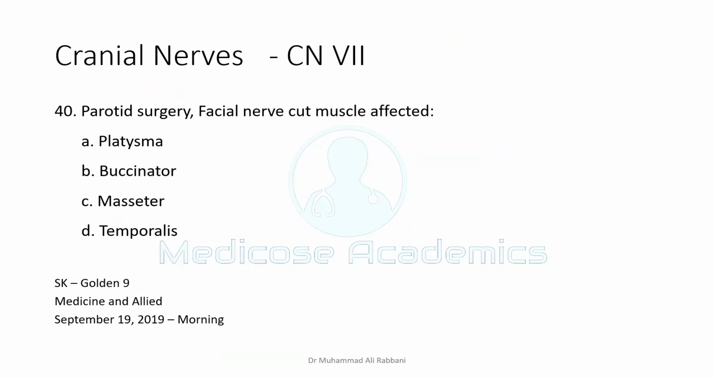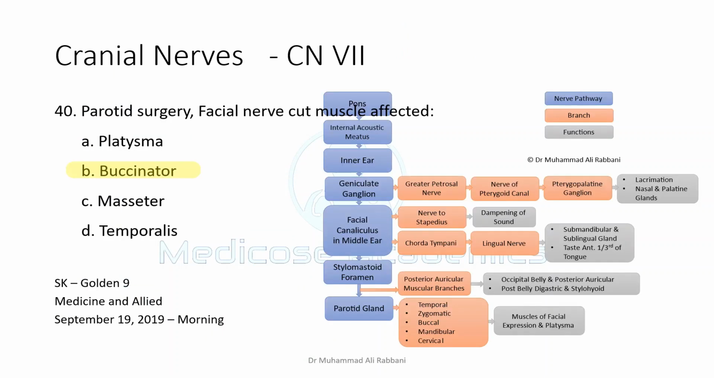I strongly suggest you read facial nerve in detail, parotid surgery, facial nerve muscles affected. Here I have an objection. Buccinator muscle, that's very nice. Buccinator muscle is being supplied with a buccal branch of the facial nerve like this. But platysma is also partially correct. But again, you can give preference to the buccinator.